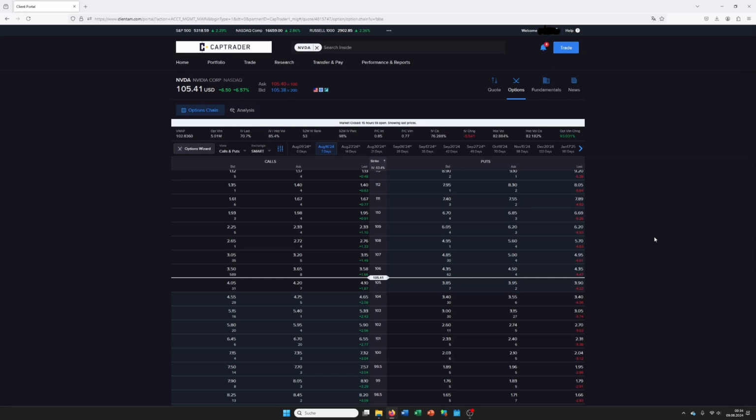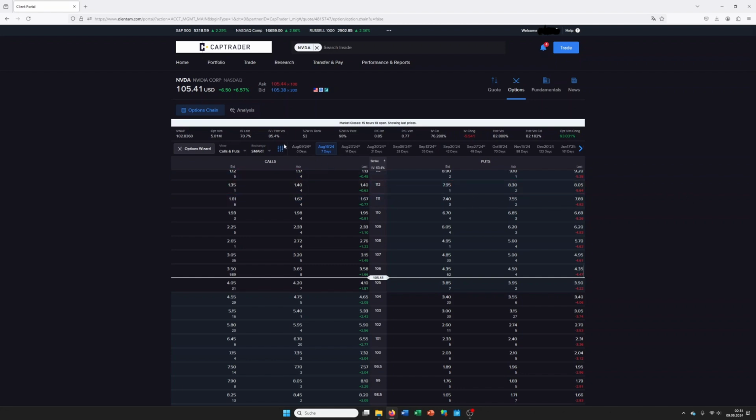Today I am going to explain to you how you can use an option chain. The first thing you will have to do is pick out an underlying. In this case I chose Nvidia, and before we can start to buy any options, you should understand the basic structure of an options chain.